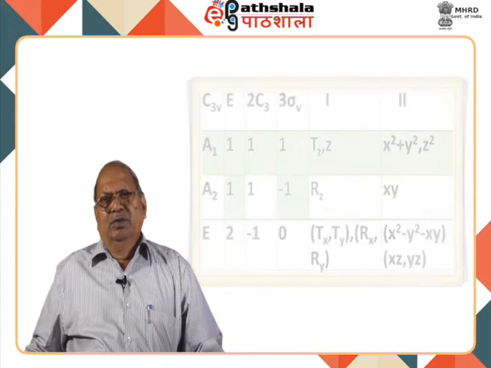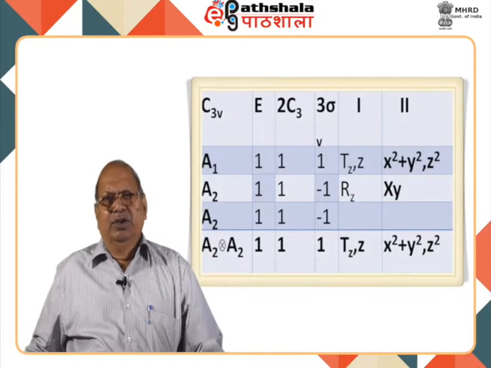For this, we take the direct product of A2 as shown over here, that is A2 into A2. You take the characters of A2 and then take the direct product. It comes out to be 1, 1, 1: for A2 into A2, the character for E is 1, C3 is 1, sigma is 1.